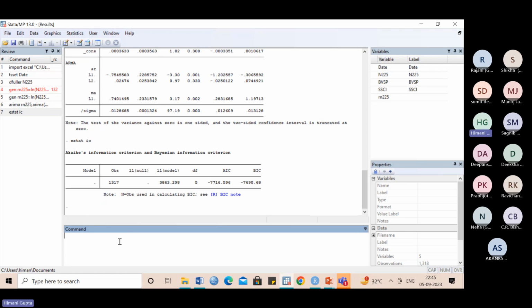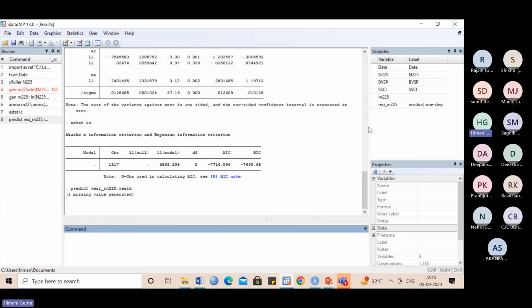Now, once I have said that this model is the best model, the next step is to create the residuals. So let's say predict resi. Let's say I'm giving the command resi underscore Rn225, comma resid. Now I have created the model. I have created the residuals over here. Got it? Any doubt in here?